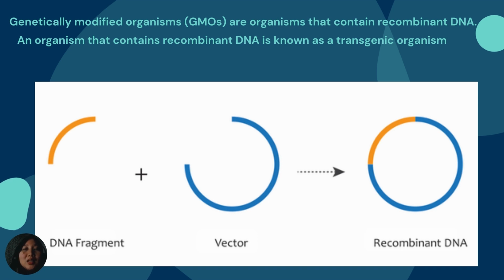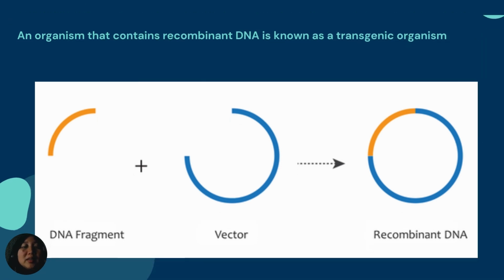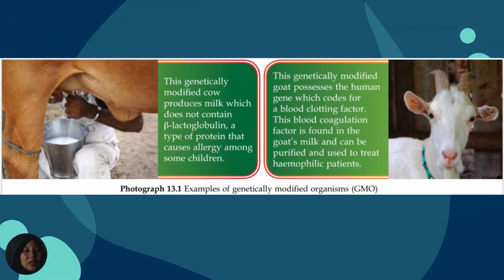So what is recombinant DNA? The DNA is recombined. A new segment of DNA is being inserted into the DNA of the organism. This is the vector, and this is the DNA fragment. The DNA fragment is the desired characteristic that a person wants to put into these particular organisms. This is a recombinant DNA, and then this recombinant DNA is put into the organisms.